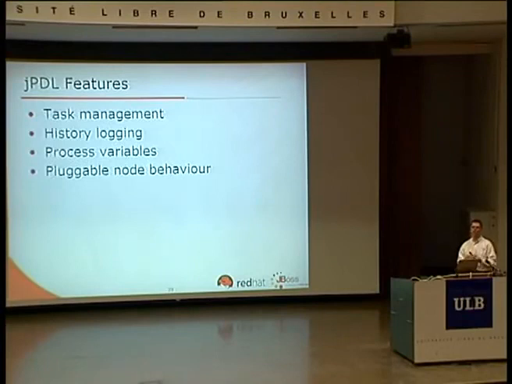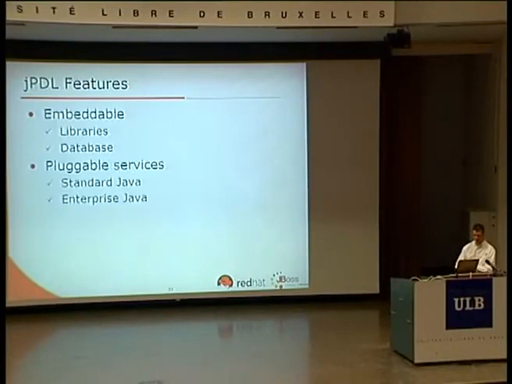That's the key differentiator for JPDL and JBPM versus other workflow engines. So typical JPDL process language features are task management, you get automatic audit trailing, process variables, and you have pluggable node behavior, which means you can write your own process constructs.